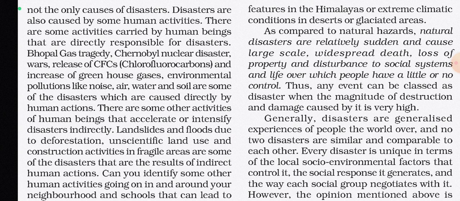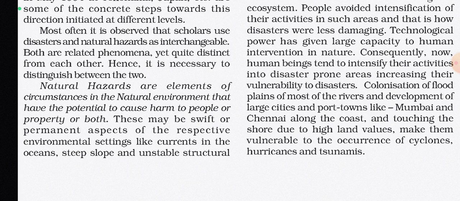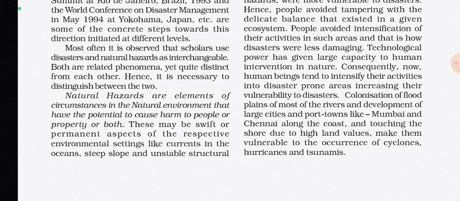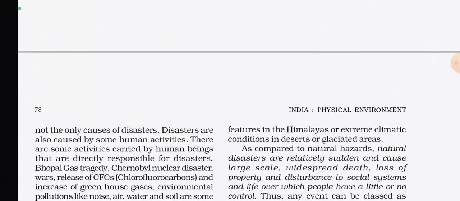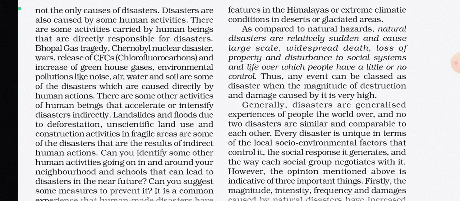Most often it is observed that scholars use disasters and natural hazards as interchangeable. Both are related phenomena, yet quite distinct from each other. Hence, it is necessary to distinguish between the two. Natural hazards are elements of circumstances in the natural environment that have the potential to cause harm to people or property or both. These may be swift or permanent aspects of the respective environmental settings, like currents in the oceans, steep slope and unstable structural features in the Himalayas, or extreme climatic conditions in deserts or glaciated areas.